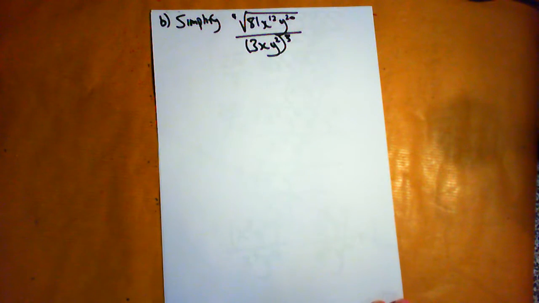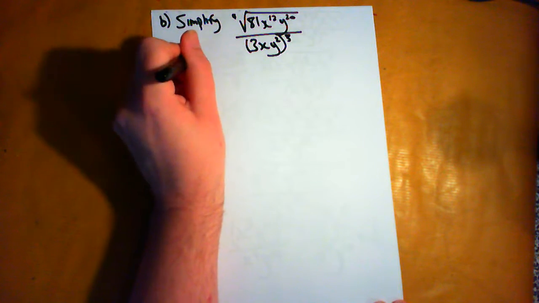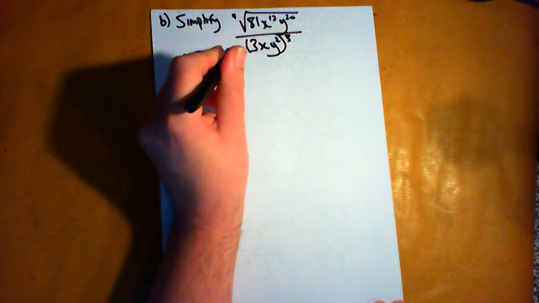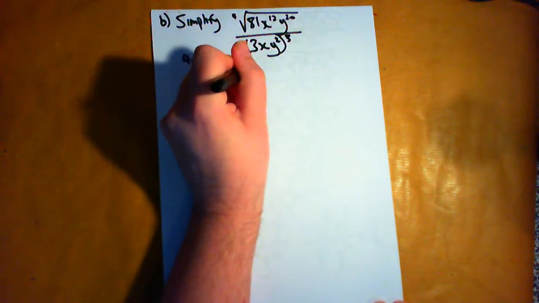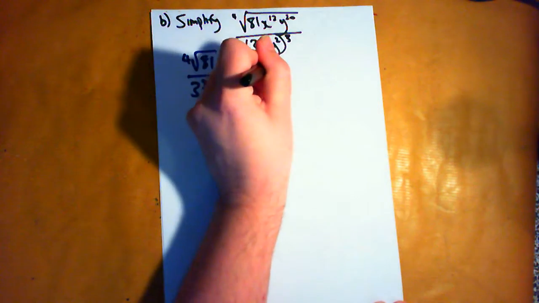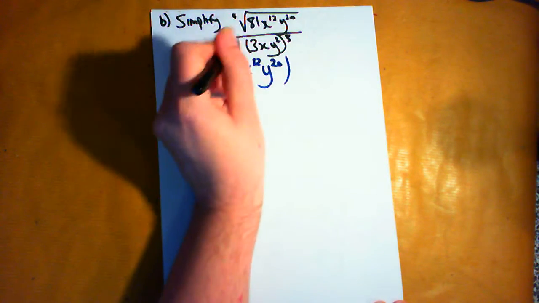Okay, and question B, we've got to simplify an expression here. We've got the 4th root of 81, x to the 12, y to the 20, over 3xy squared all cubed. So let's separate the number part from the letter part. We've got the 4th root of 81 over 3 cubed times x to the 12, y to the 20, which is in a 4th root.